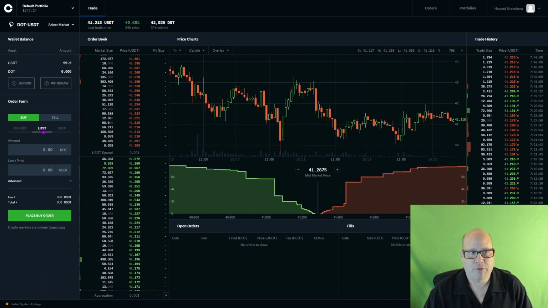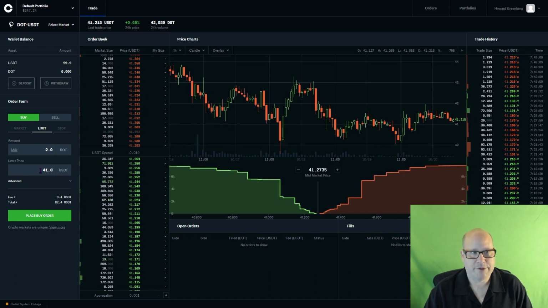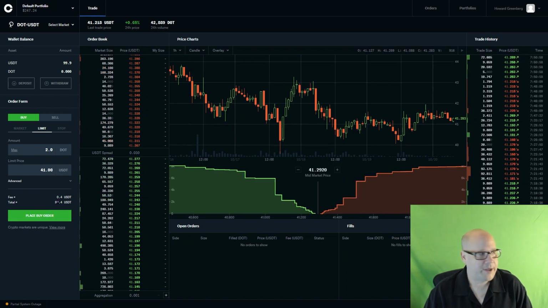When you're doing a limit order for the buy side, you're usually looking to purchase a coin at a lower price than it's currently trading at. So I'm looking here to pick up 2 Polkadot, so I'm going to enter 2 here into the top column. And then the amount that I want to pay is, let's say I only want to pay $41 for this. So I'm going to enter 41.00. I then look down here at the bottom. I can see that it's going to cost about 40 cents for this transaction. And in return, I'm going to get $82.40 worth of USD. So I'm going to hit my place buy order right now.